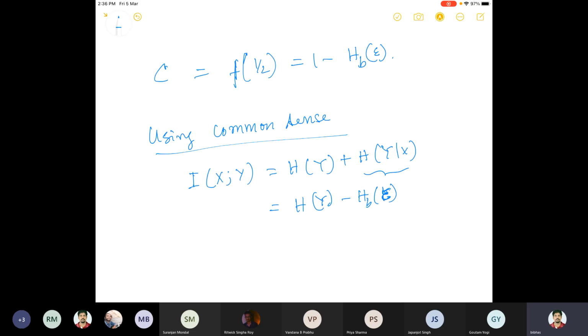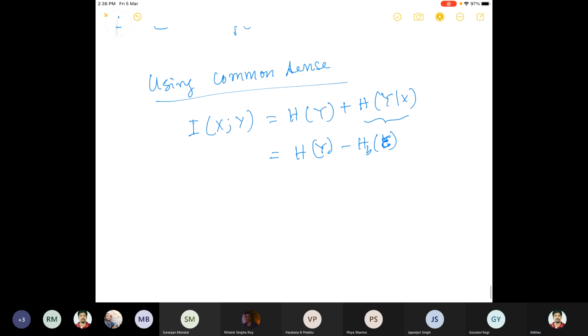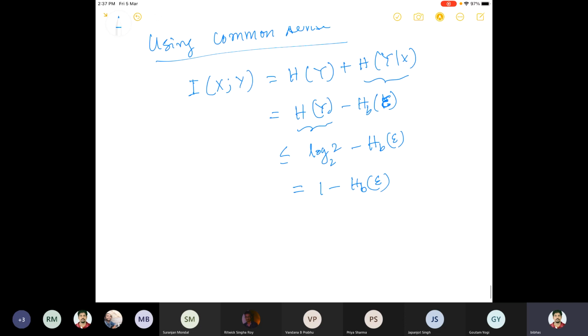Now, we always know that this is less than or equal to log of the number of sample points in y, which is log 2, because it is 0 and 1. So this is log 2 of 2 minus this H of epsilon, which is equal to 1 minus Hb epsilon. So here we already see that this function is less than or equal to this for any probability distribution of the input random variable. For any value of p, this is always the case.